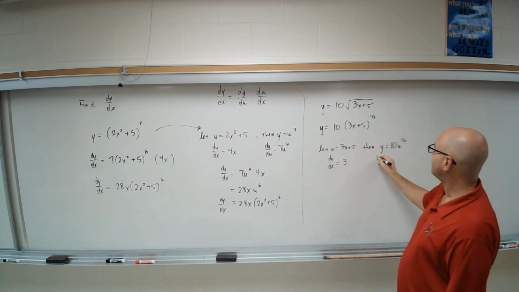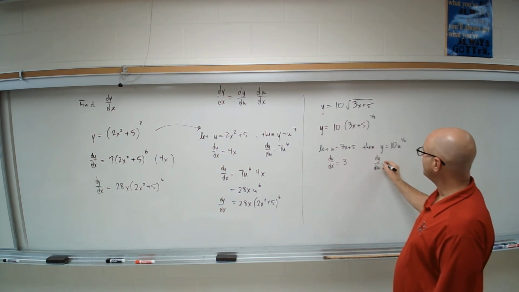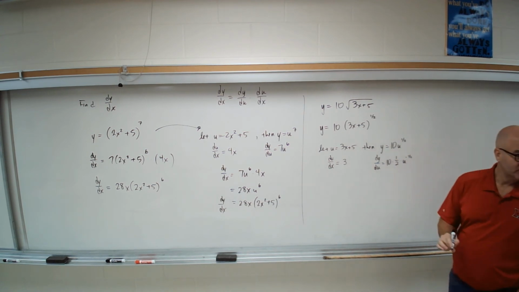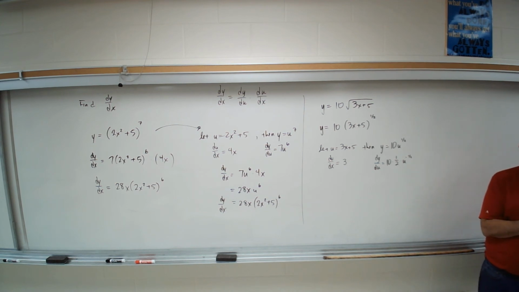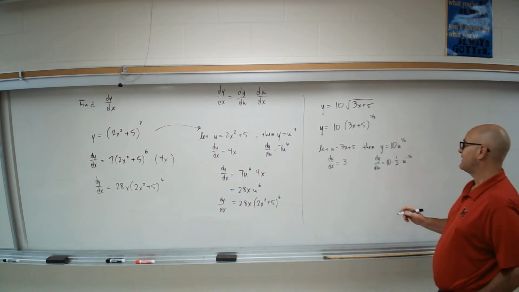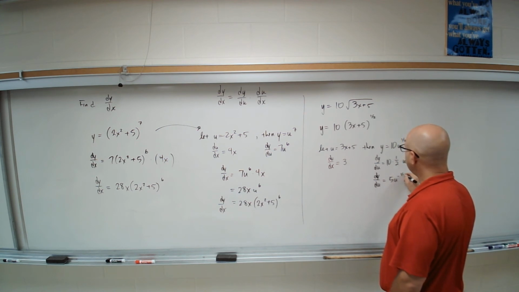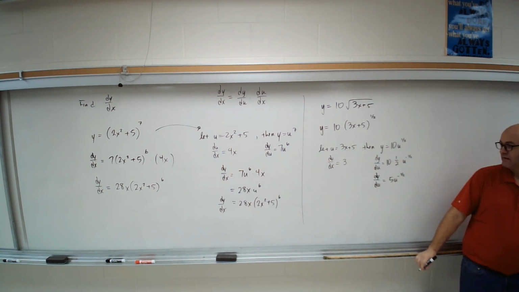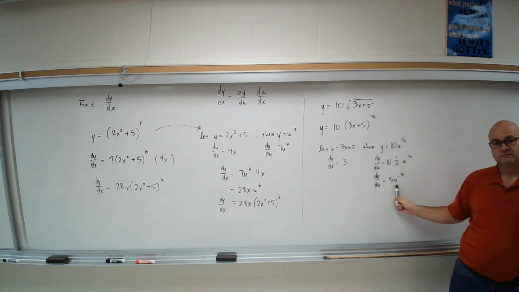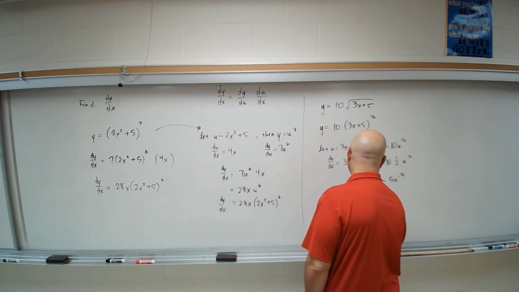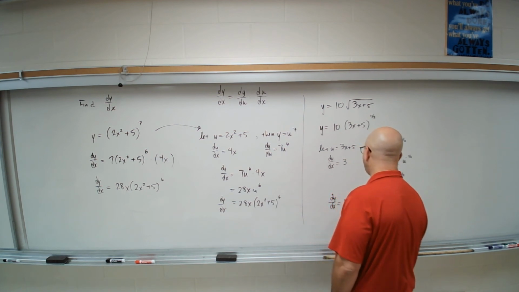And then the derivative of y with respect to u is 10 times 1/2 times u to the negative 1/2. Again, just the power rule, right? Old power out front, subtract 1. So this will give us 5u to the negative 1/2. Now we know that our derivative is going to be the product of these two. So we multiply those together. We get dy over dx would be 15u to the negative 1/2.